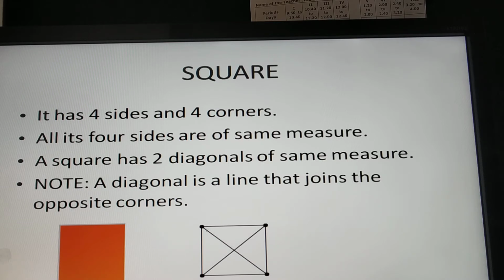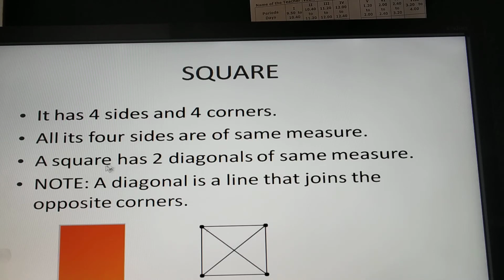Here I have shown you 2 images. One is the square, and the other is a square with 2 diagonals. You can differentiate. What do you mean by diagonal? So this is the first image, which is without the diagonal, and this is the image with diagonals. You can see this is one diagonal line and this is another diagonal.